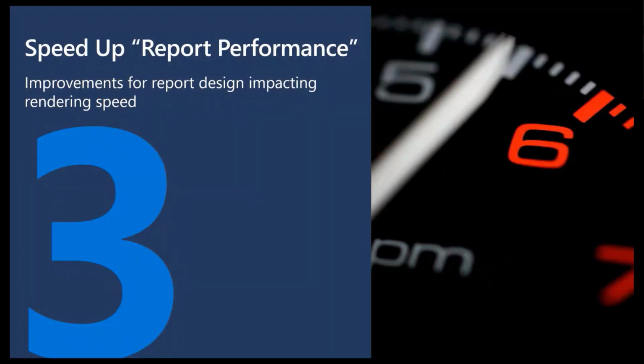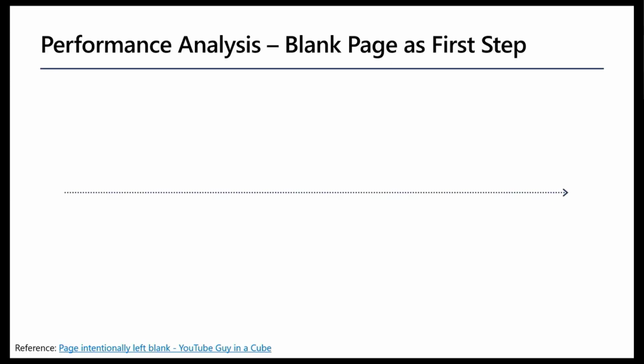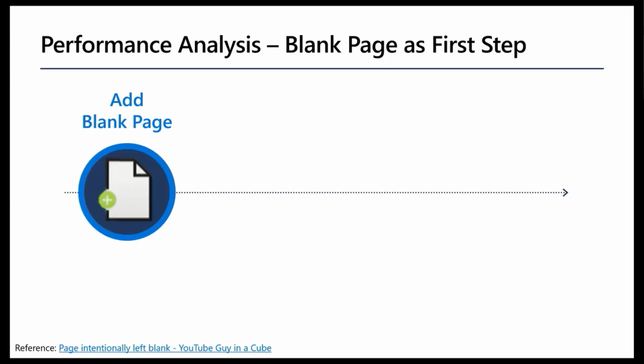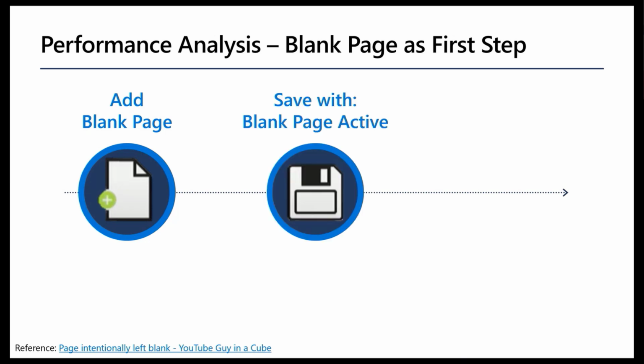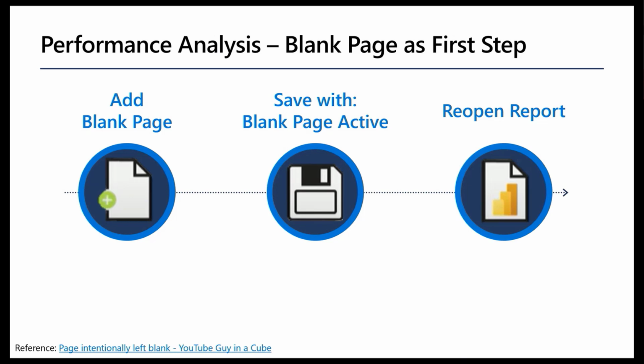So that's my second part, speed up report performance. You now have your data model set up, you have the right visualization and your report actually makes sense to look at. That's where you can now focus on report design, impacting your rendering speed. So what can you do to improve the performance? Before you check the performance of your visualization, always start on a blank page in Power BI Desktop, then save the blank page and reopen the report.